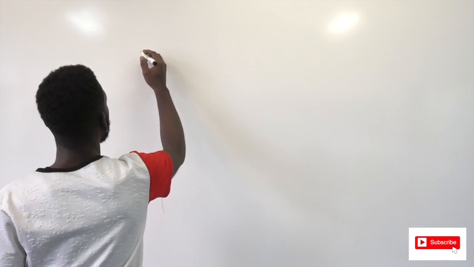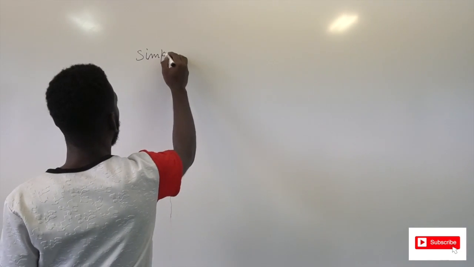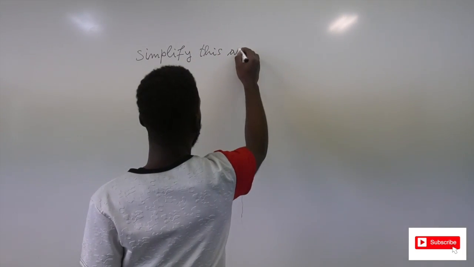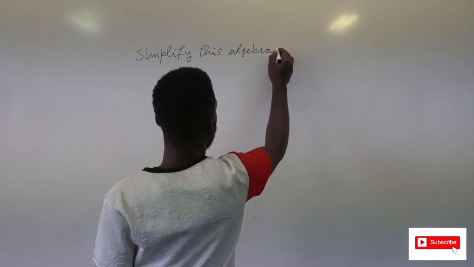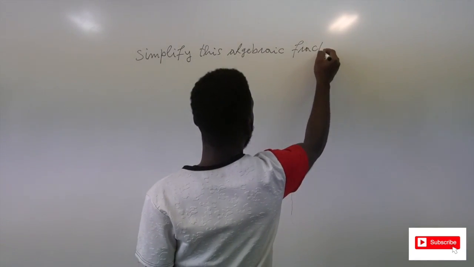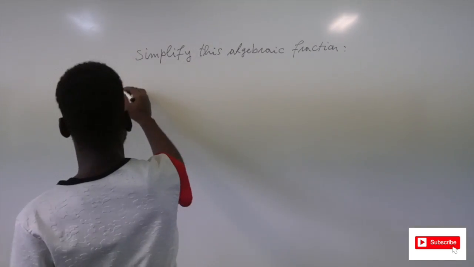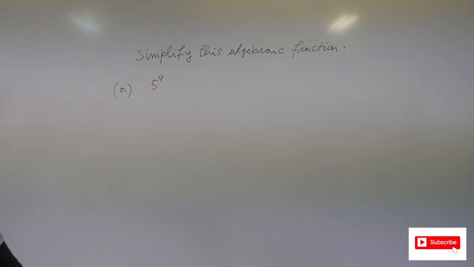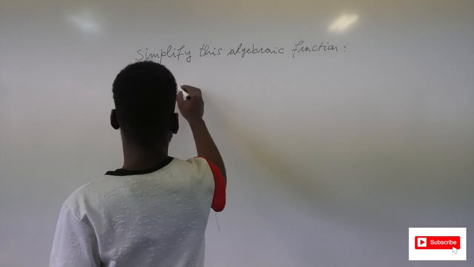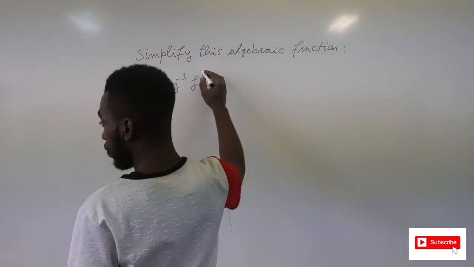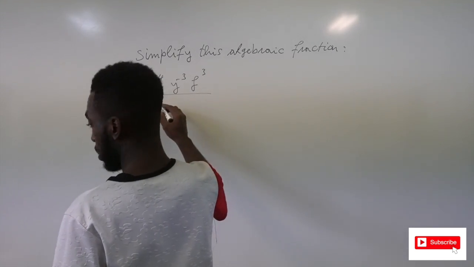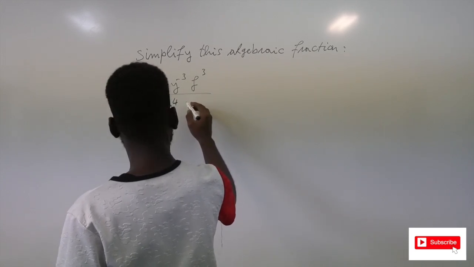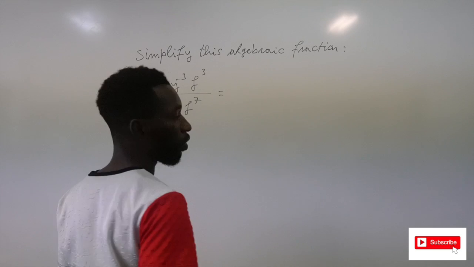What we have got is: simplify this algebraic fraction. Right. So our expression is 5 to the 4, y to the negative 3, f to the power of 3, over 5 squared, y to the power of 4, and f to the power of 7. So the question is to simplify this.